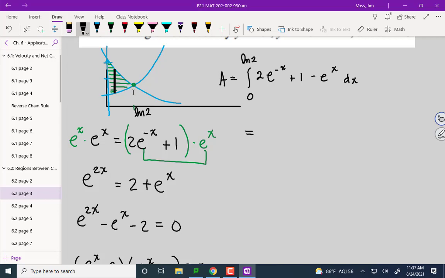So the integral. The integral of this is itself. The integral of an exponential is always itself divided by the derivative of the exponent. So negative 1. So we'll divide by negative 1. And then the integral of 1 is x. The integral of e to the x is itself. So we have that.